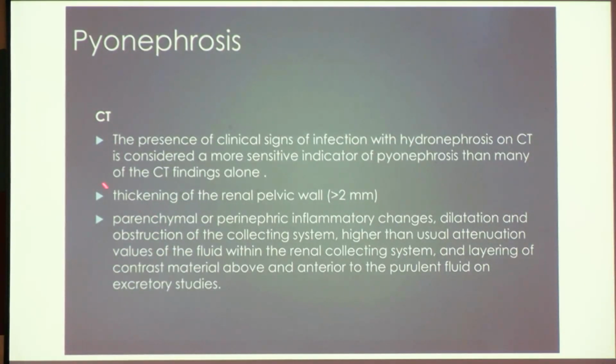So in a CT scan, what we are going to find in pyonephrosis is basically a thickening of the wall. Any particular area which gets inflamed will develop fibrosis. Ultimately, that is the last stage, but initially they will have edema, they will have inflammation, and that will cause a thickening of the wall. So they will have inflammatory changes, they will have dilatation, they will have obstruction of the collecting system.